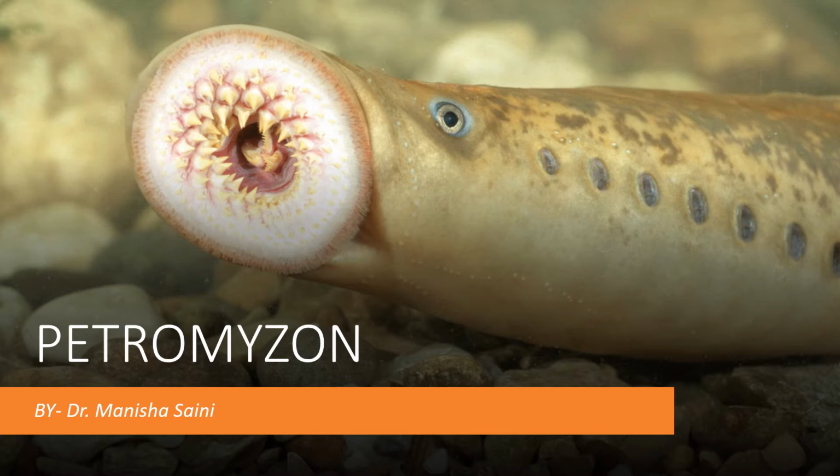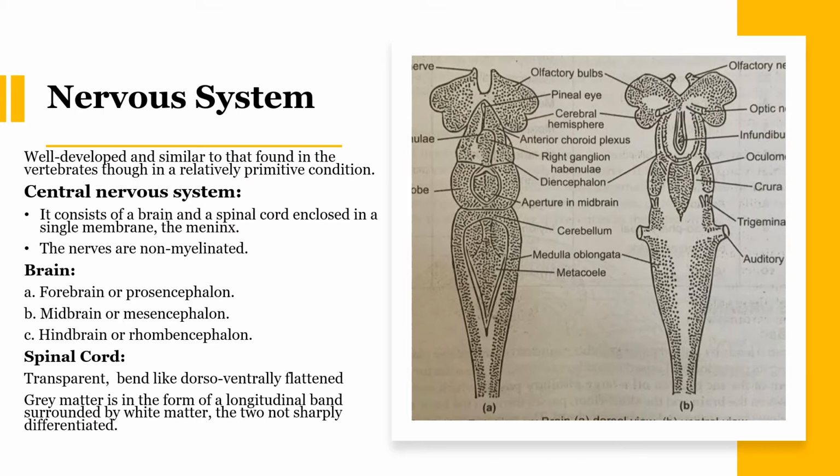So let's start with the nervous system of Petromyzon. As I told you earlier, it is very well developed and similar to that found in the vertebrates, though in a relatively primitive condition. It is studied in three parts: the central nervous system, the peripheral nervous system and the autonomic nervous system. The central nervous system comprises the brain and the spinal cord, while the peripheral nervous system consists of the cranial and spinal nerves. In the autonomic nervous system, we study the parasympathetic and sympathetic nervous system.